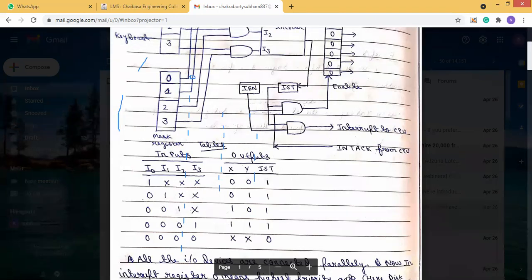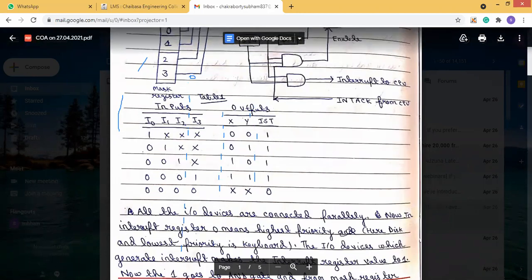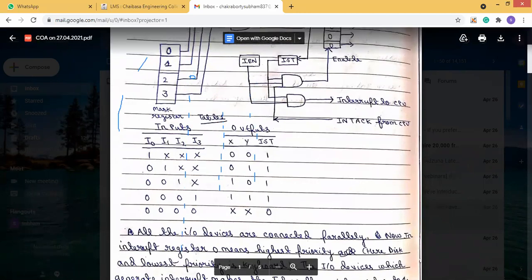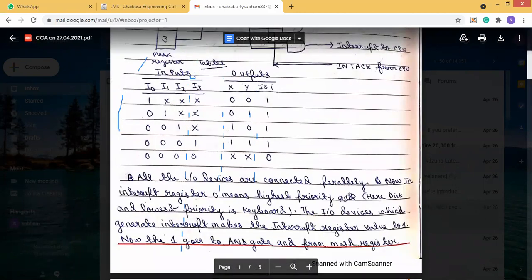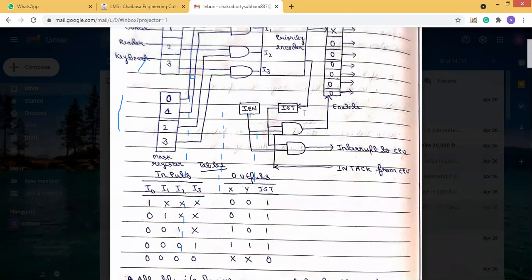Now this is all about parallel priority interrupt. Now I have something to mention here: what is IST? You can see in this example there is written IST and IEN. Now IST is a flag. What is this IST? IST describes whether any particular device generated interrupt. It is used as a flag, and this flag describes whether any particular device generated interrupt or not.